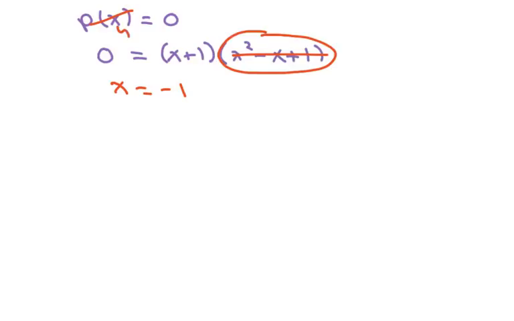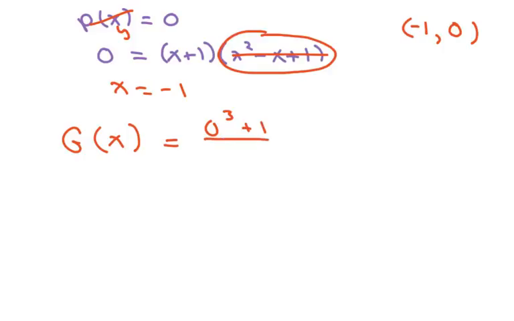So basically, if this is y, if y is 0, then x is negative 1. We have an x-intercept. And for my y-intercept, I'm just going to write my original: 0 cubed plus 1 over 0 squared plus 2 times 0. So we get 1 over 0, which is undefined. That means there is no y-intercept.